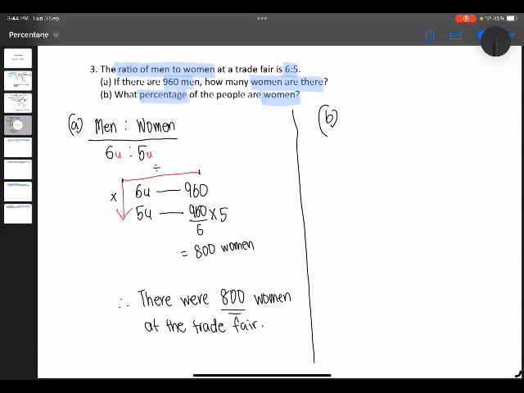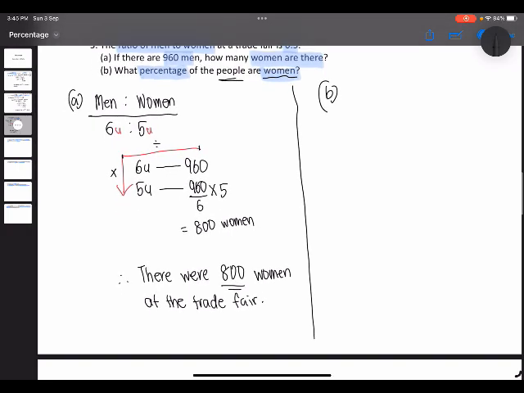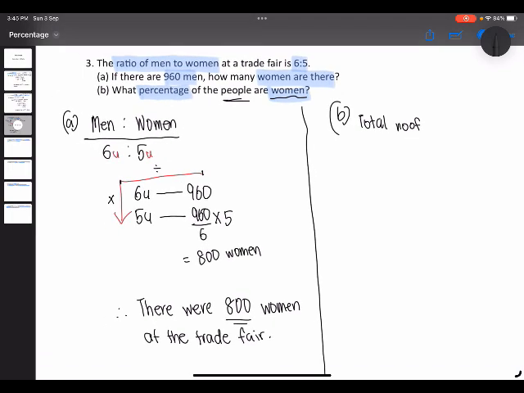For part B, they are asking for the percentage of the people who were women. So, how to find the total number of people? That's right. Add up the total number of men and women. So, total number of people.